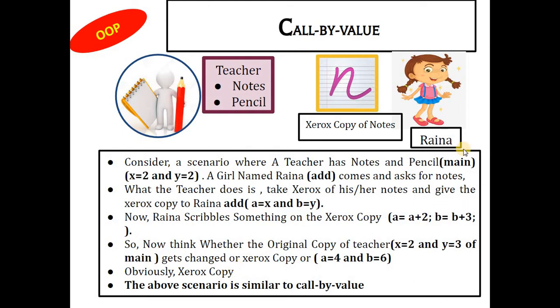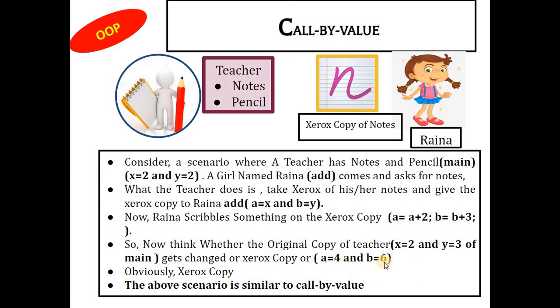Now consider that your main function has x equal to 2 and y equal to 3, and the add function is called from the main function. Then x equal to 2 and y equal to 3 are copied, in call by value, to the parameters a and b. So a has the value 2 and b has the value 3. Now if you perform a equal to a plus 2, you are adding to the value of a, not x. So a's value becomes 4 and b's value becomes 6.